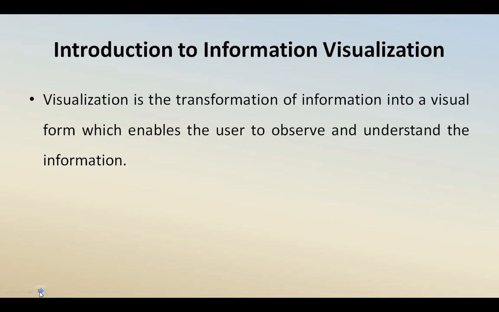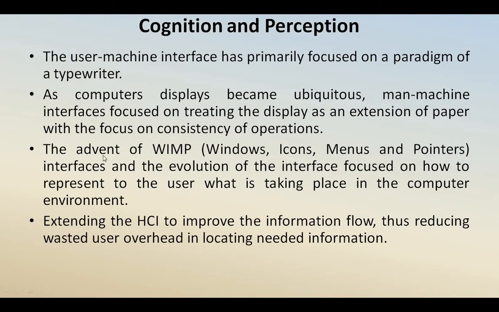Next, here we need to talk about two different terms. One is cognition and the other one is perception. What is the meaning of cognition? What is the meaning of perception? Cognition means storing the information. Perception means receiving the information. So how to store and how to receive the information, now we are going to see.